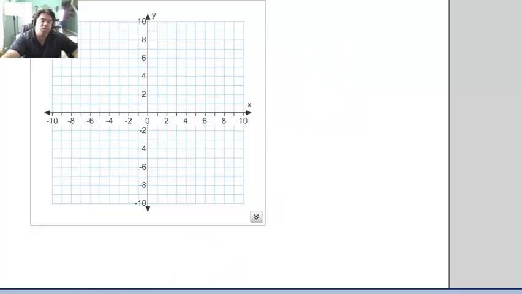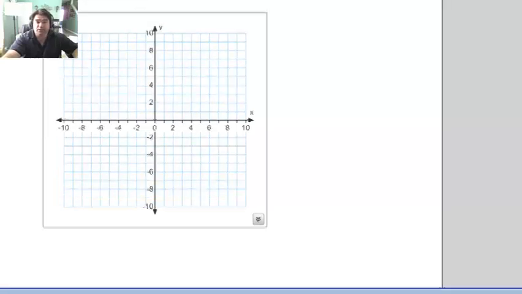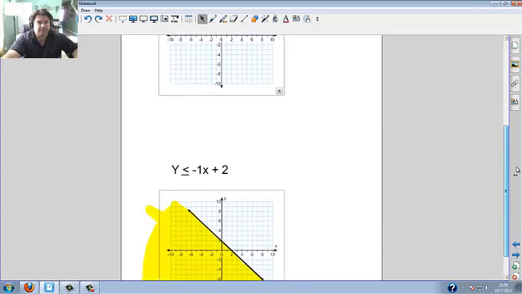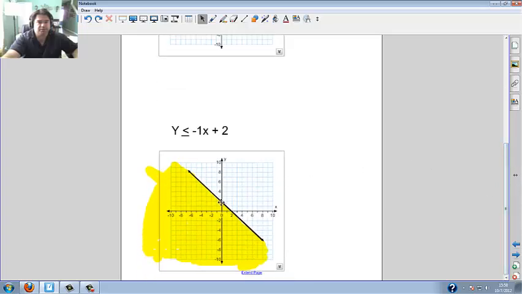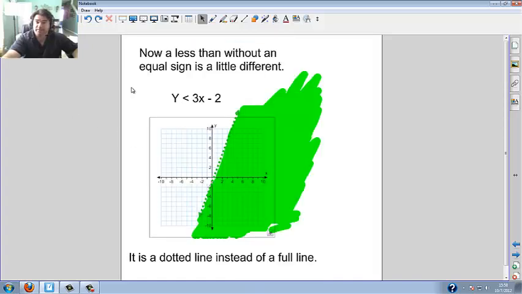You try. Y is less or equal to negative 1x plus 2. Go ahead. Did you get this? Up 2, but then down 1 over 1, and I can shade below. Quick break.